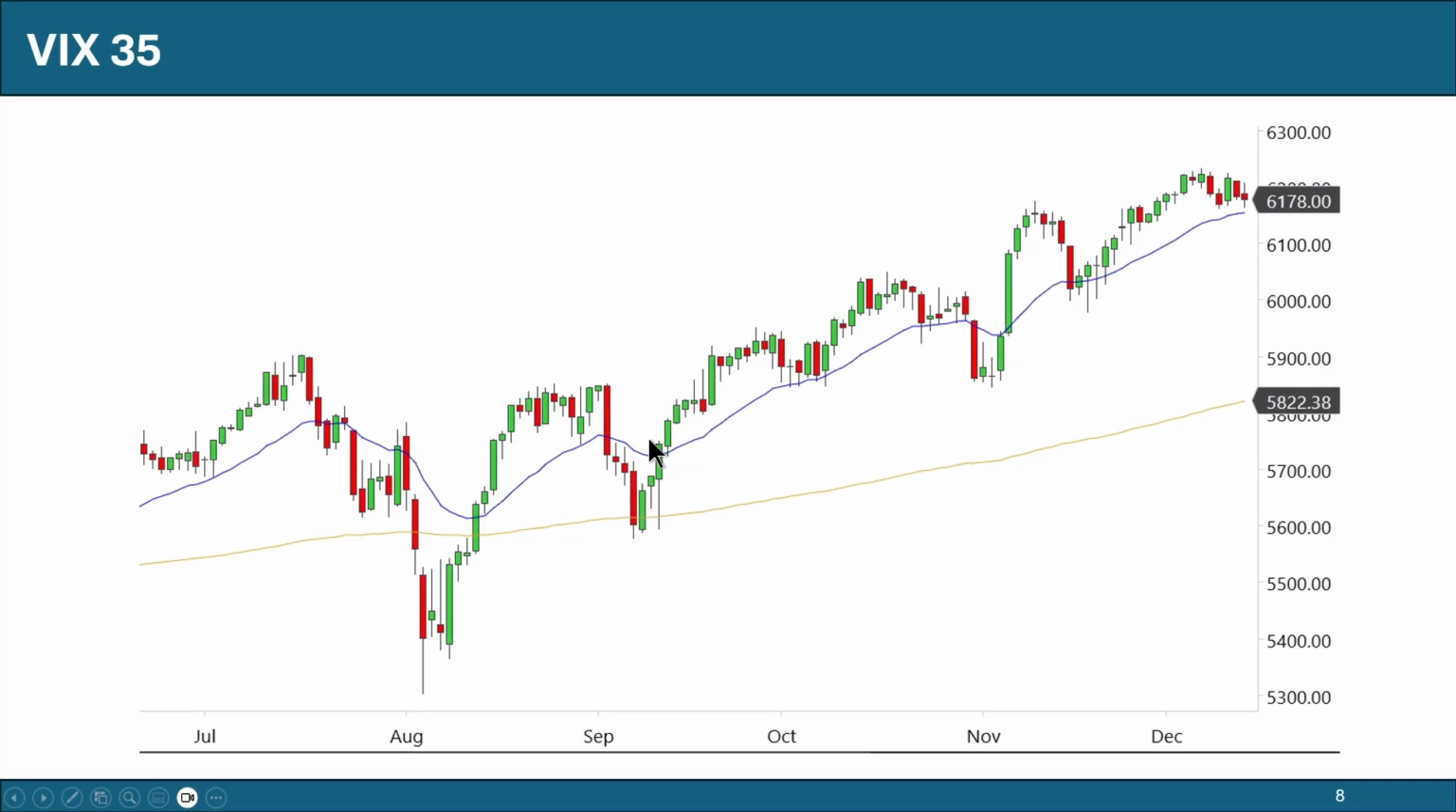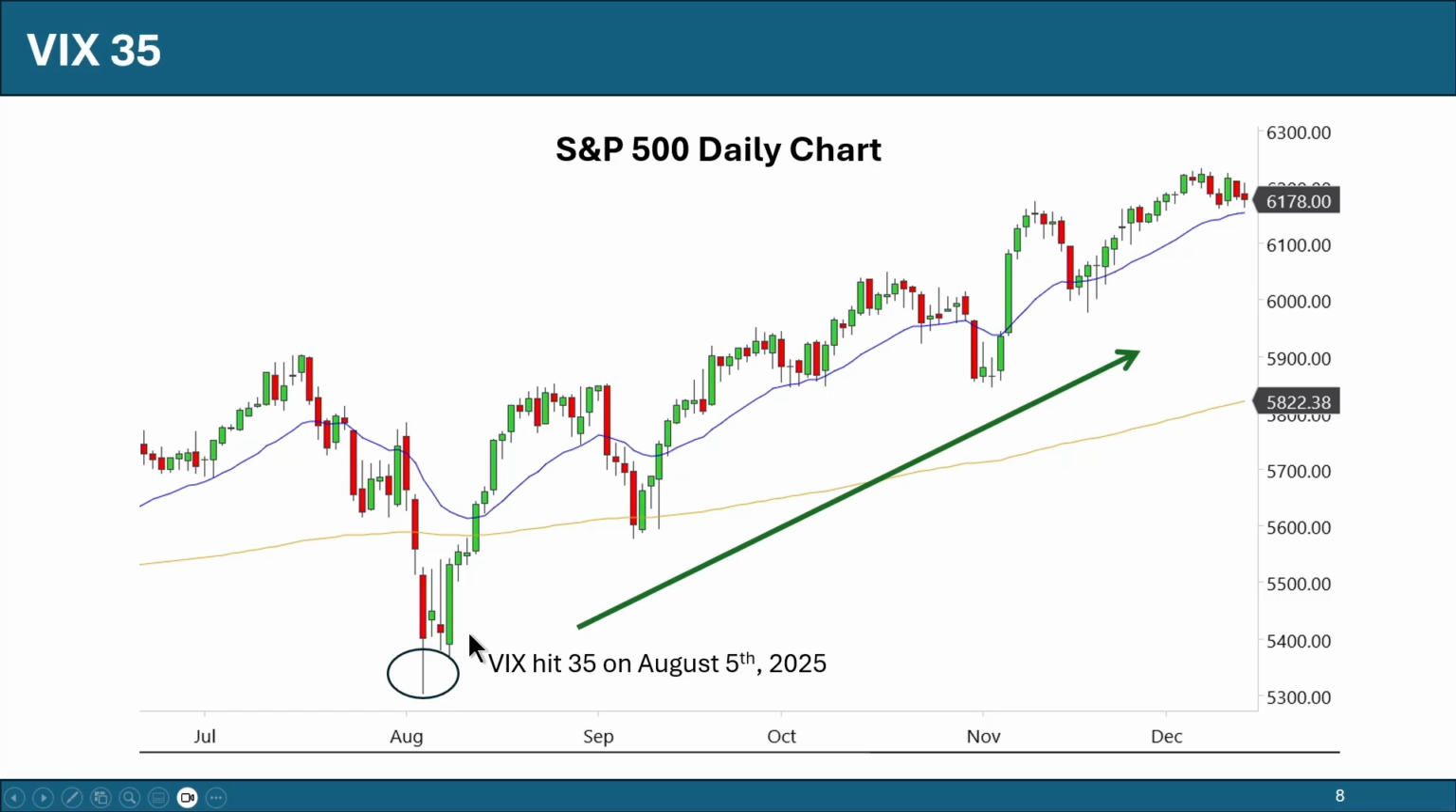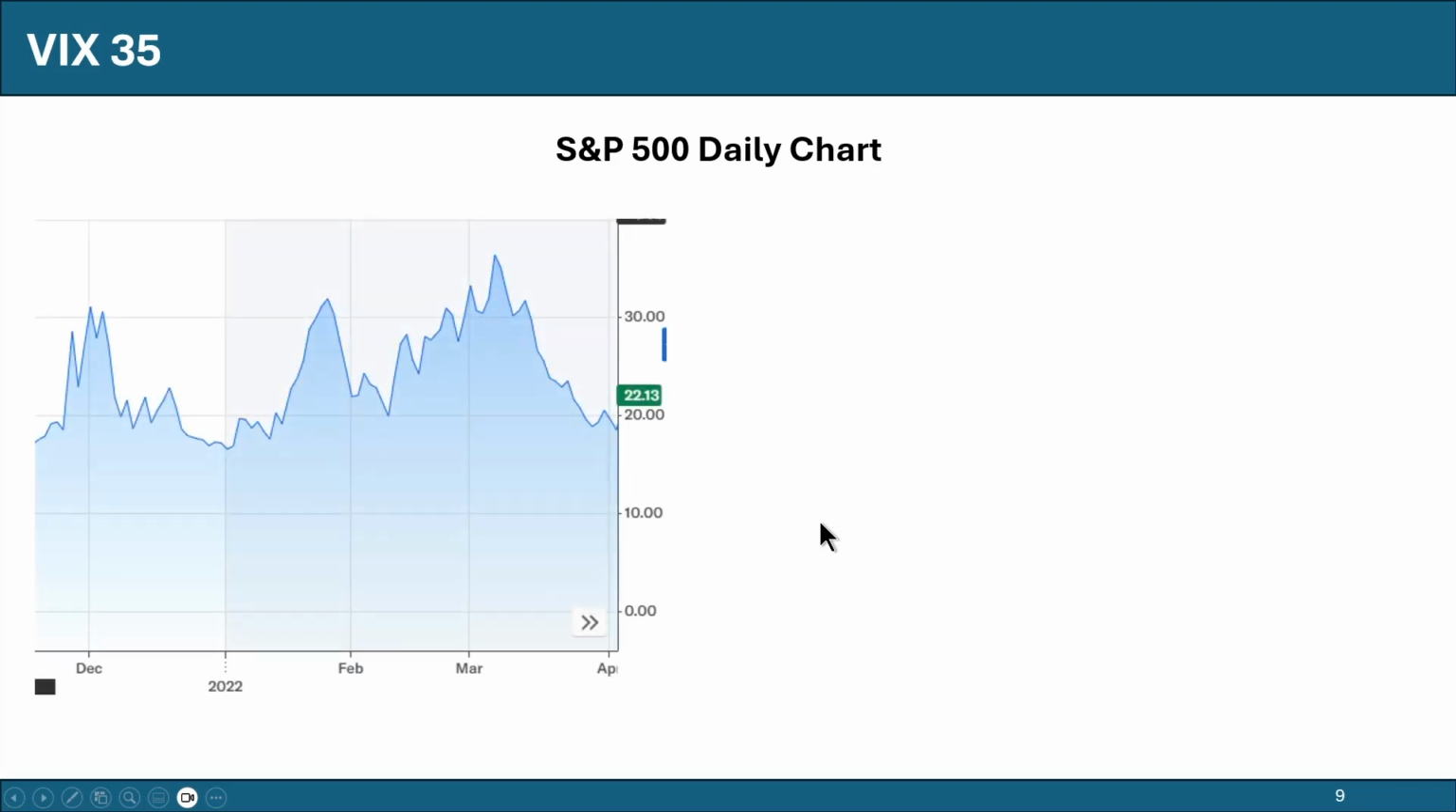So here's the chart. And here's August 5th, 2024, not 2025. And ever since then, well, at least for several months after that, the market rallied pretty strongly. So the market found its bottom when it hit the VIX 35. Let's look at more examples.